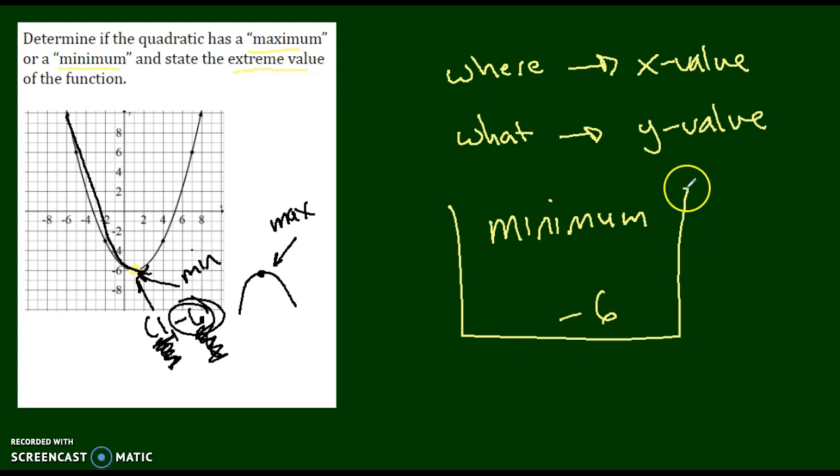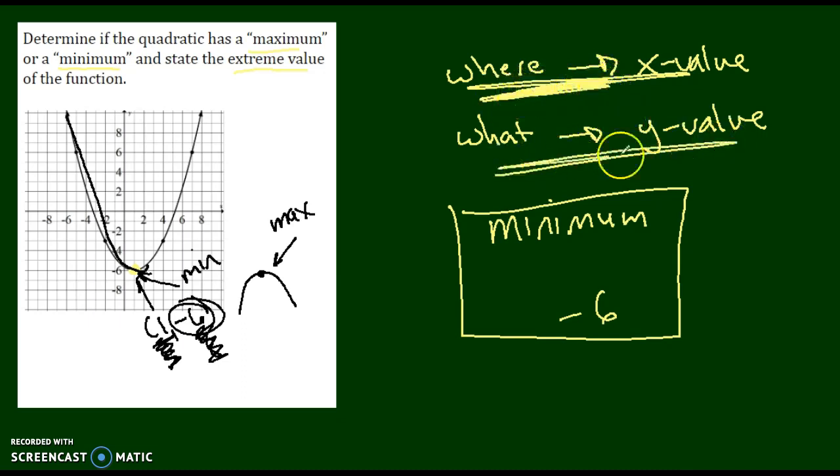As long as you can keep those two things straight, that x is where or when the maximum happens and y is what the maximum or minimum actually is, and you can remember that it's associated with the vertex, you'll be in good shape.